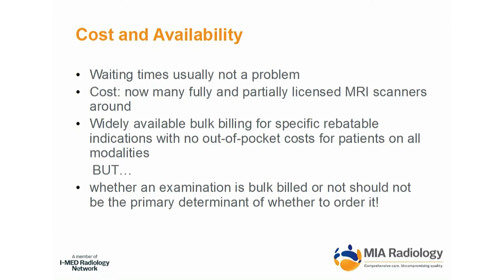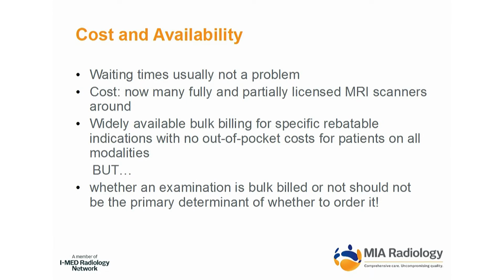Availability, usually waiting times, at least in private, are not a problem. Obviously when you're going to the public system it can be more of an issue, but I'm really talking about the private radiology sphere. The other thing is cost. Of course, there's an increasing trend to bulk billing, so usually there's potential to access whatever test you want with bulk billing, and particularly MRI, which has traditionally been the large out-of-pocket cost modality. There are more and more ways of accessing funded or partially funded scans for patients now more than ever, and obviously we're going to talk about or allude to the rebatable indications for MR through the talk as well.